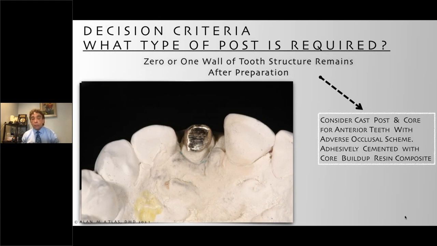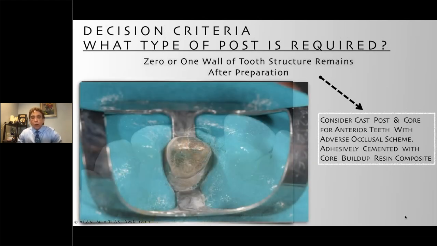I can sandblast with CoJet or aluminum oxide, put a metal primer on the internal aspect, and then cement it with a resin cement, whether it's core buildup or a self-adhesive resin cement. That would be your choice, and I'll give you my assessments about that in a little while. But then again, I know using a cast post with an anterior tooth like this, with adverse occlusal schemes, with that ferrule or manufacturing ferrules, you'll see, will resist failure much better than considering some of the other options.